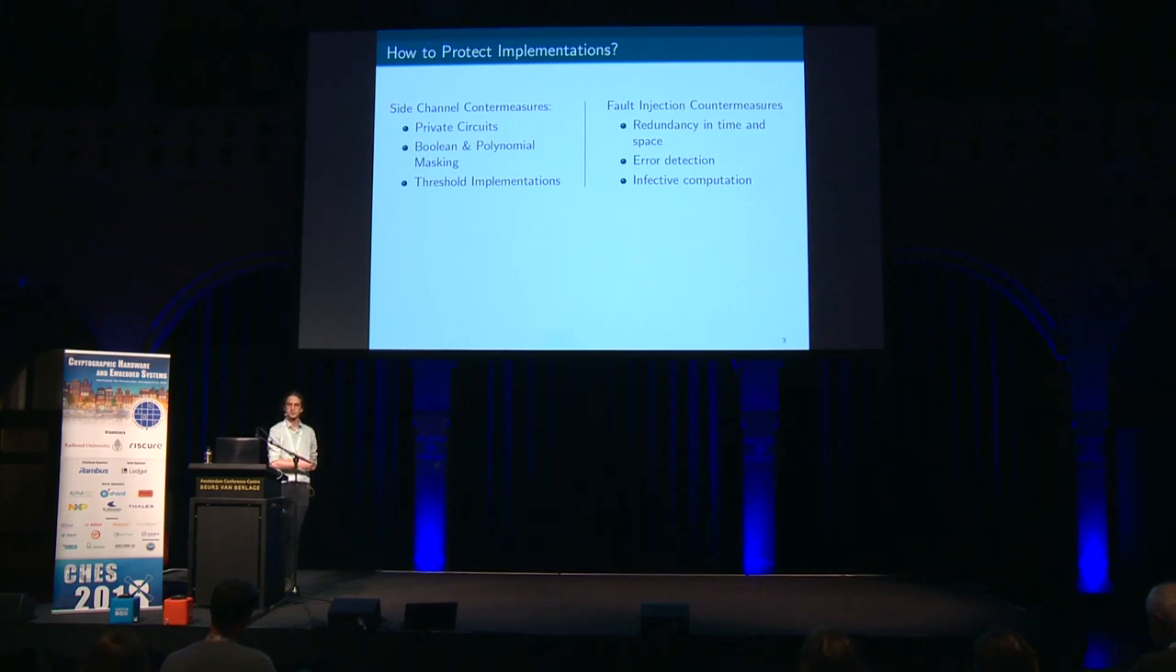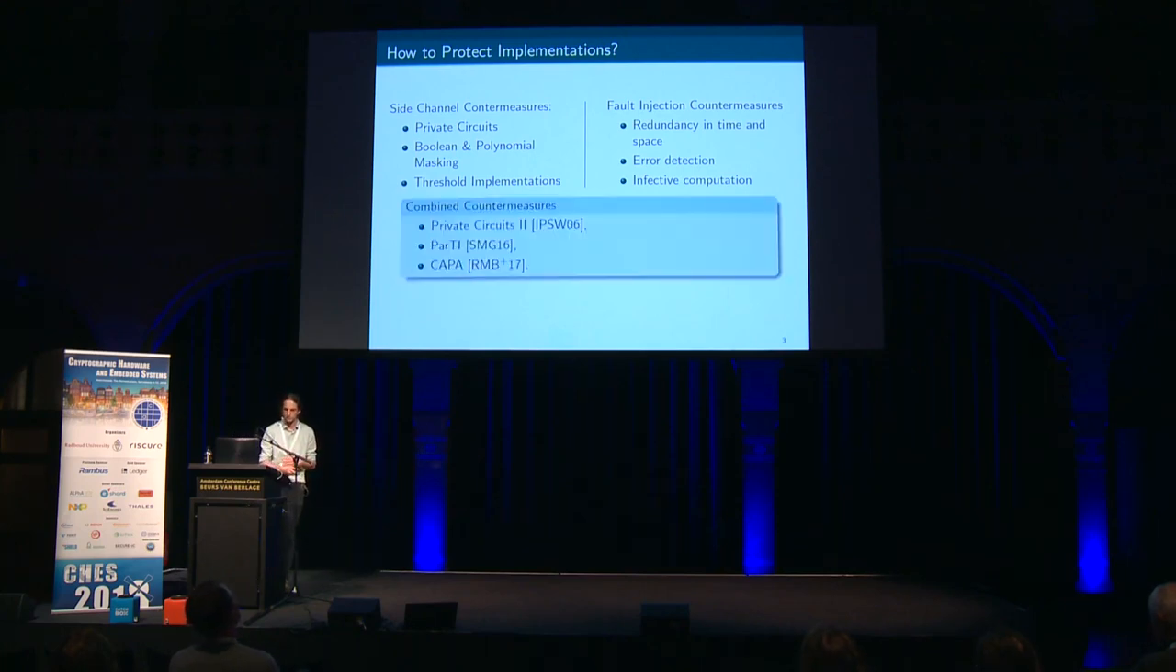Luckily, in the previous presentation, we saw that side-channel countermeasures can be listed as masking. Some examples are private circuits, Boolean and polynomial masking, and threshold implementations. The fault injection countermeasures are redundancy, error detection, and error-correcting computation. So of course, we need to combine these countermeasures. In the literature, there are several combined countermeasures which can combine those different operations.